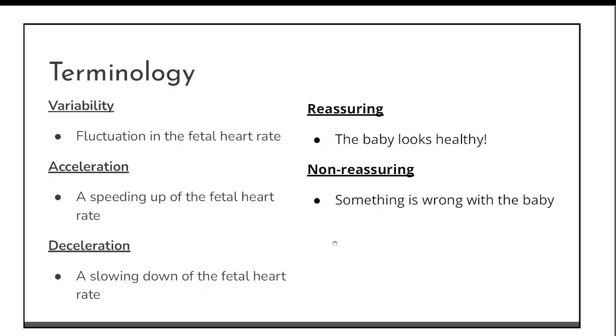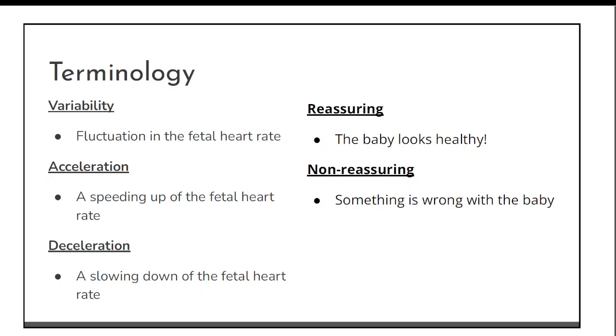There are 3 main things you are going to be watching out for when you're monitoring that fetal heart rate. You're going to be looking at variability, and that's the fluctuation in the fetal heart rate, going up and going down. You're going to be watching out for accelerations, a speeding up of the fetal heart rate. It's accelerating. And you're going to be watching for decelerations, a slowing down in that fetal heart rate. When we see things that are good and tell us baby is healthy, woohoo, we say that's reassuring. When we see things that are bad and make us worried, that is non-reassuring. So that's the lingo you're going to hear people use when they talk about fetal heart rate monitoring.